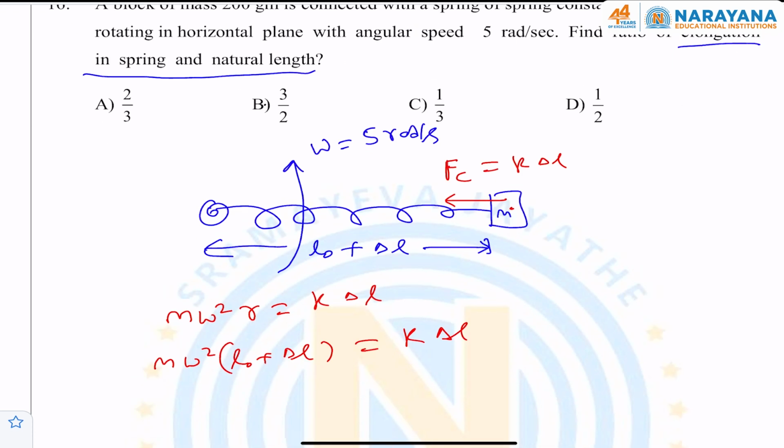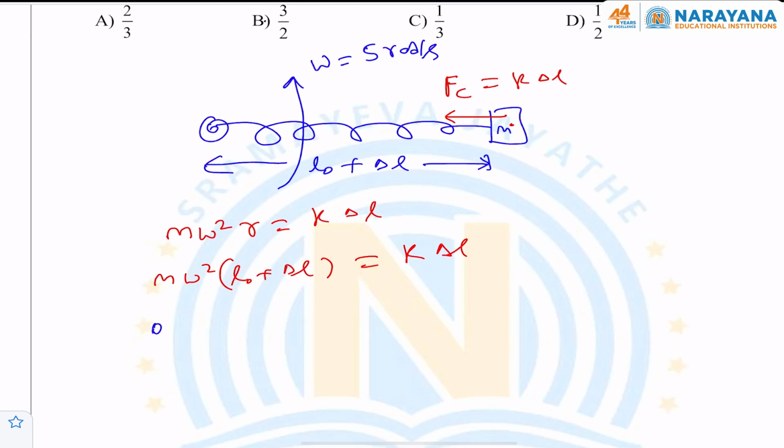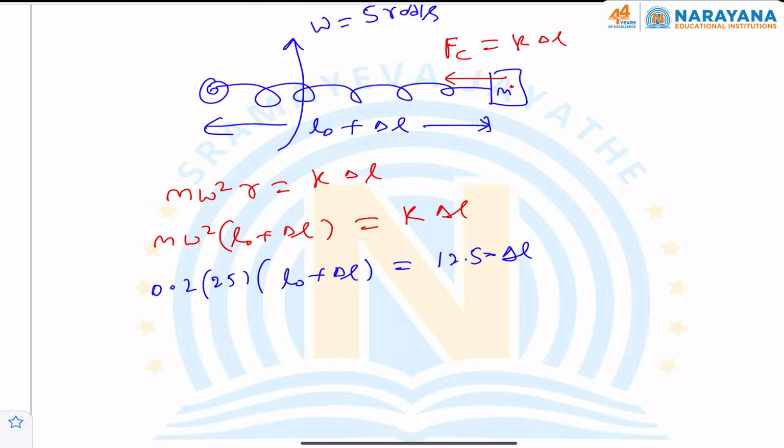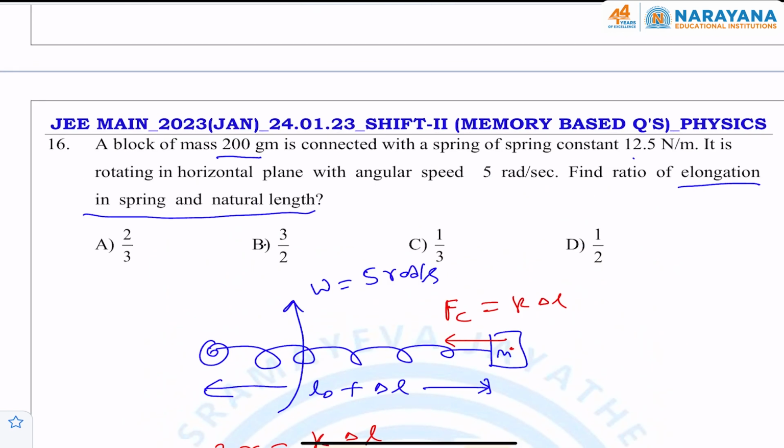Let us substitute the values. Mass given is 200 gram, means 0.2 kg. Omega is 5, so omega square will be 25. (L0 plus delta L). Force constant is 12.5 into delta L. So which is giving 5 L0 plus 5 delta L equal to 12.5 times delta L. Rearranging it, 5 L0 equal to 7.5 times delta L. 5 by 7.5 is delta L by L0, which is equal to 2 by 3. So it is given with option A.